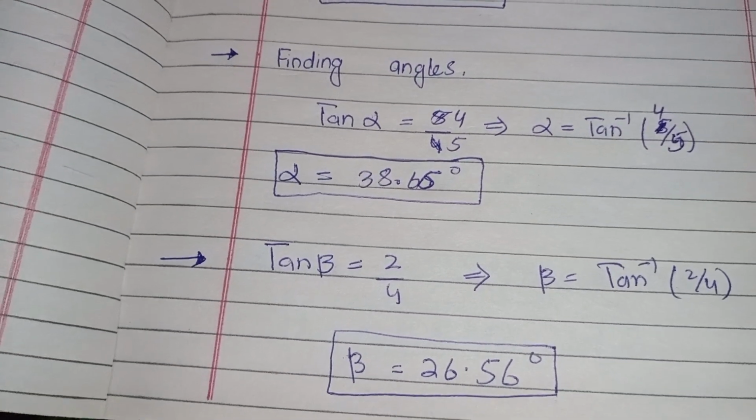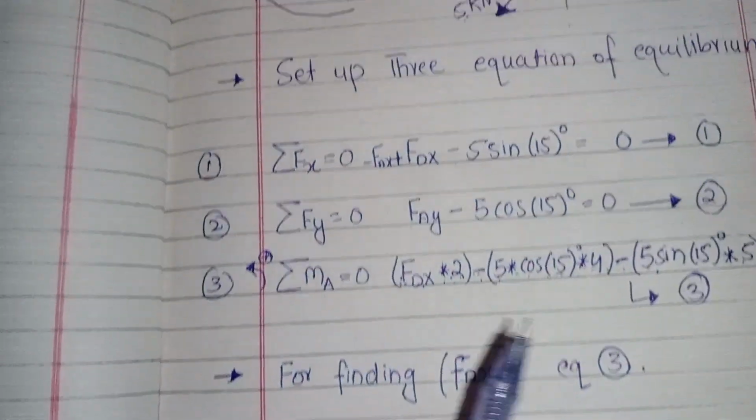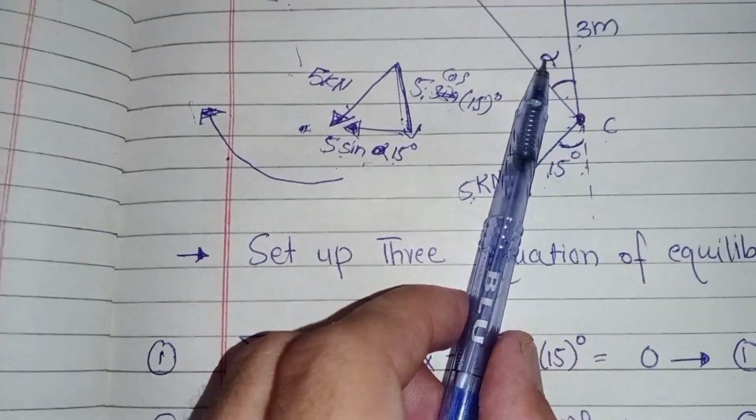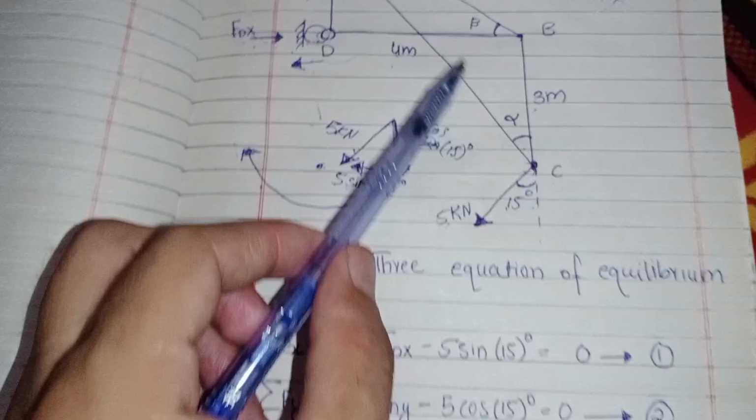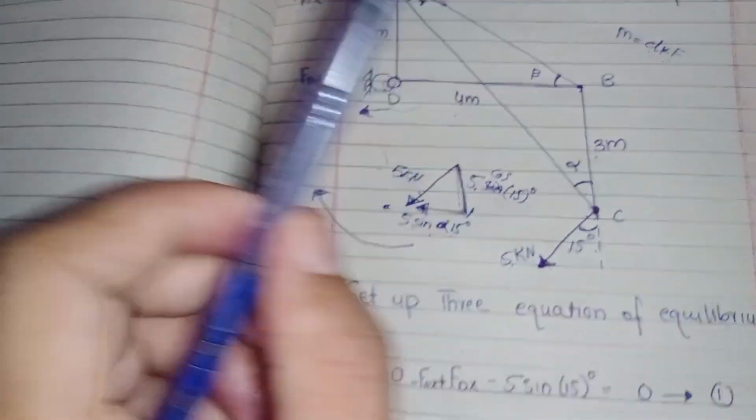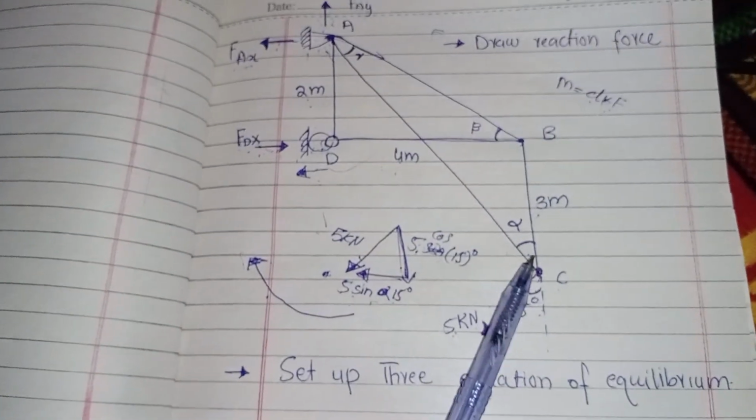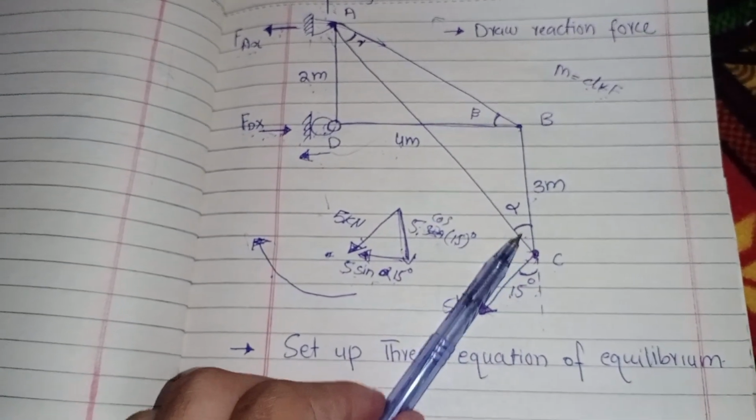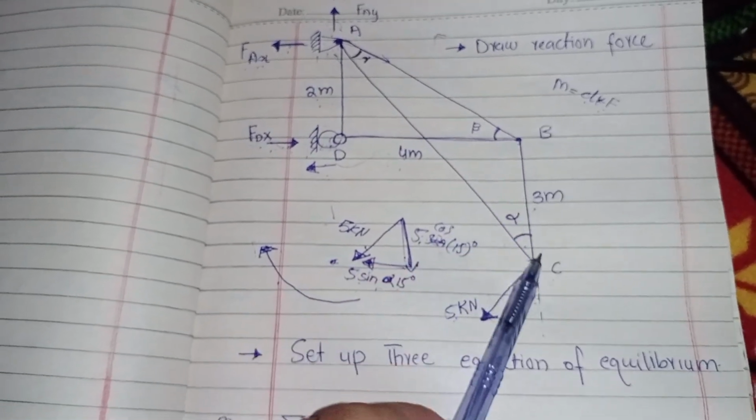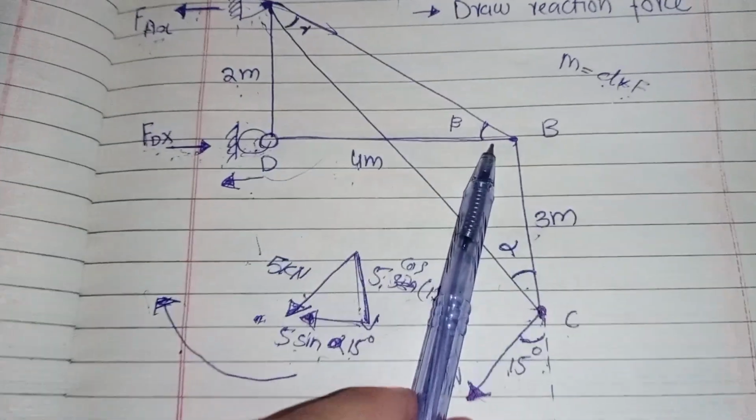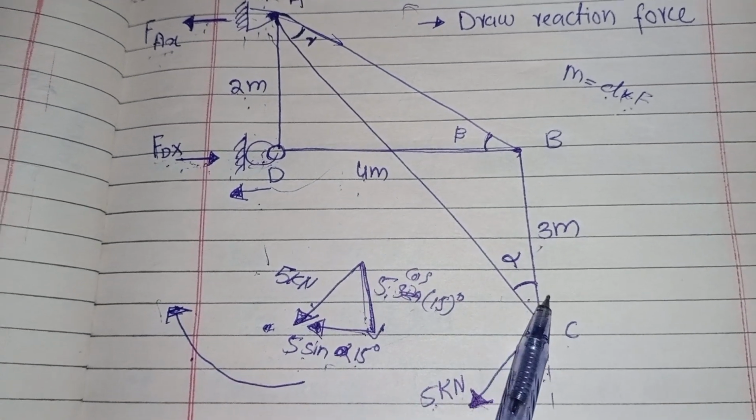So now I will find angles, because when we find the forces in the members of the truss, we should have the angles. First of all I name this angle alpha, this angle beta, and this angle gamma. So I require alpha and beta. By tangent theta I will find these angles, because these both lines are perpendicular to each other, and this is the hypotenuse.